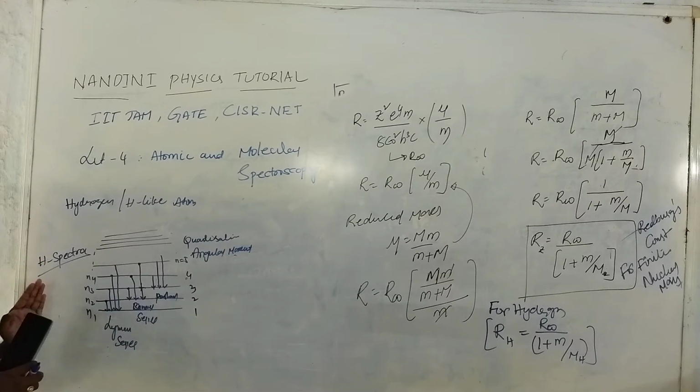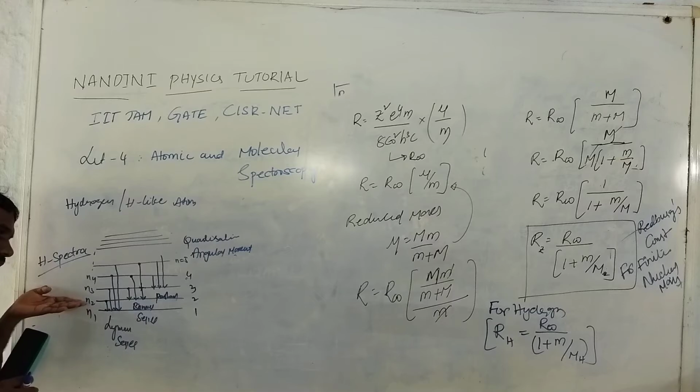Bohr explained this hydrogen spectra only up to certain limits, but he couldn't explain why experimentally the hydrogen spectra shows different values. That is another topic I will explain later. Right now, Bohr has explained that in a nucleus the electrons are revolving in fixed orbits.